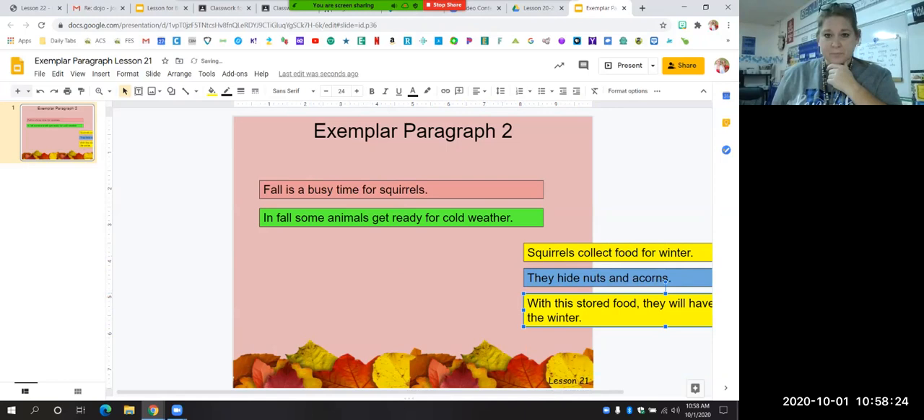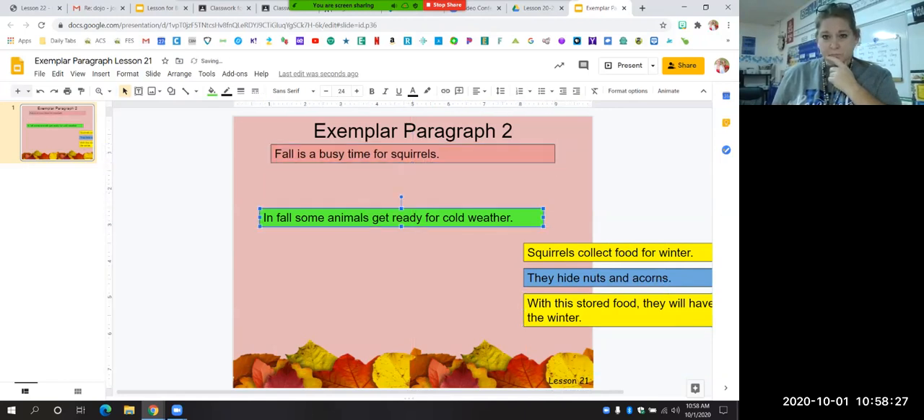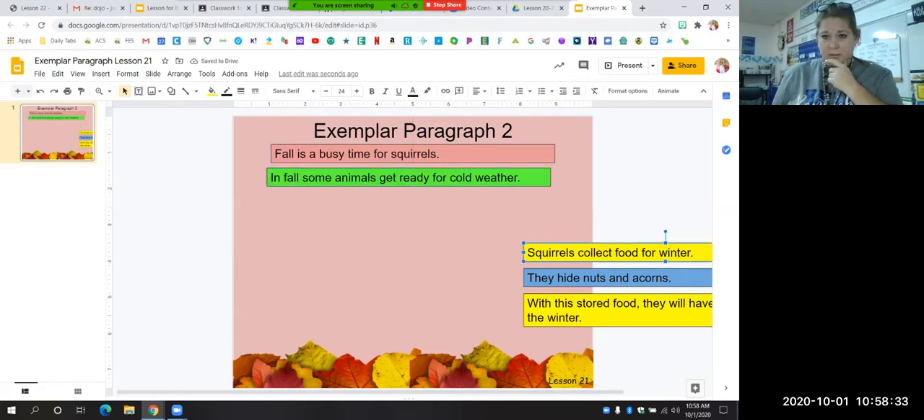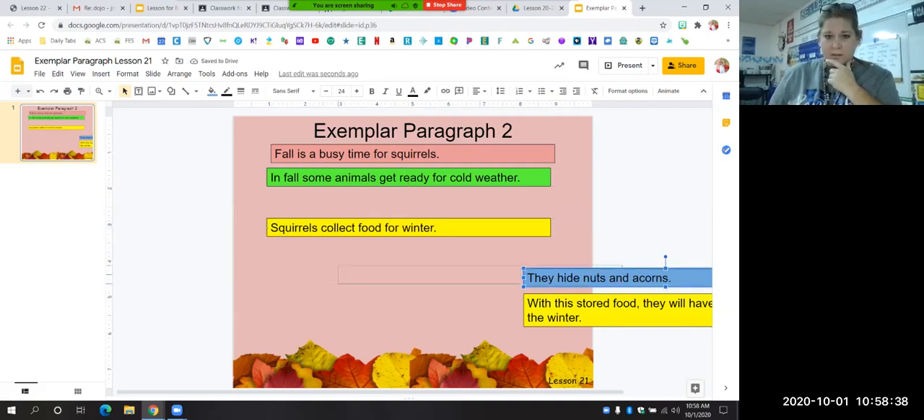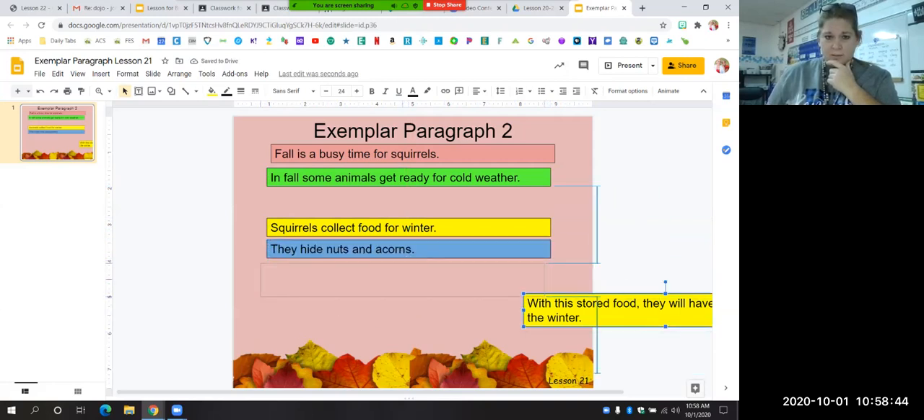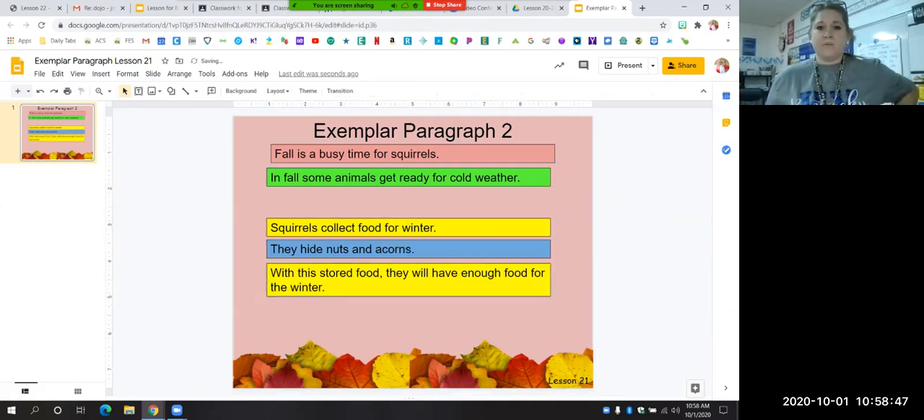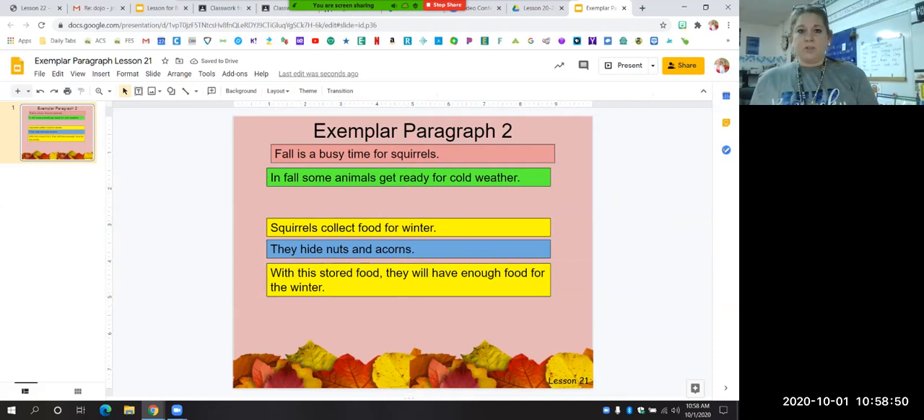So I'm going to move these up so I have room. So we have one piece of evidence here. Okay, so there's evidence sentence 1, evidence sentence 2, evidence sentence 3. Okay, so now we need to come up with our topic statement and our conclusion. So which one of these do you think introduces these pieces of evidence? Fall is a busy time for squirrels, or in fall, some animals get ready for cold weather.